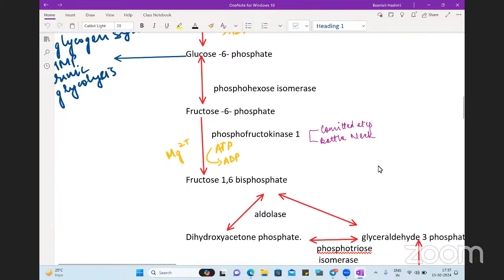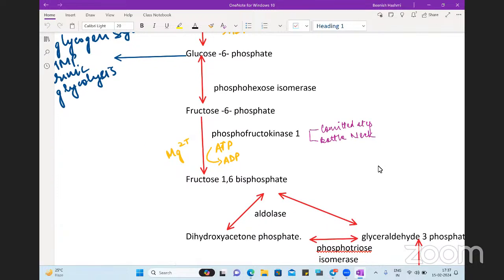Now moving on to the second step. You see glucose 6-phosphate has been formed. Now this glucose 6-phosphate changes into fructose 6-phosphate. This is simply an isomerization reaction. Nothing much is taking place here. Only the glucose, which was in the aldehydic form, has changed into the ketonic form. So the glucose changes into fructose, and this is brought about by the enzyme phosphohexose isomerase.